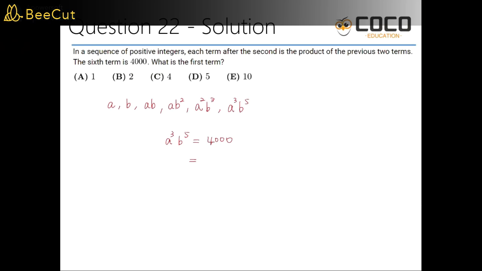So you factorize the number 4,000, and you get 5 cubed times 2 to the power 5. Comparing between these two, we can see that A equals 5, B equals 2. So the first term is 5. The answer is option D.